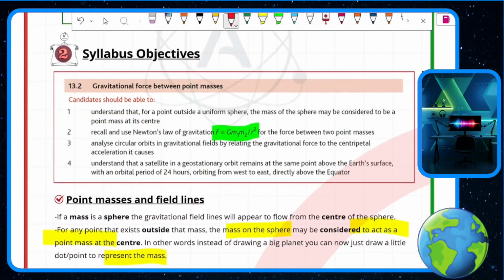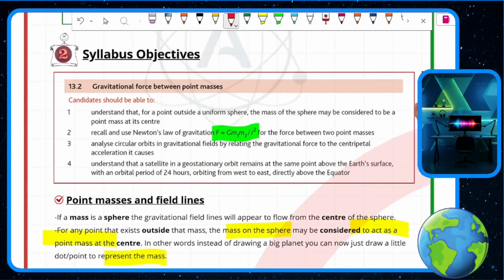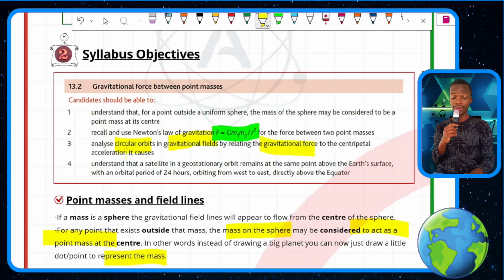Okay, in the last video, we covered and introduced Newton's law of gravitation. In this video, we're going to be continuing with the topic, but now introducing the concept of circular motion. It's very important because we are asked that we should know how to analyze circular orbits in gravitational fields and relate the gravitational force to the centripetal acceleration that it causes. So it's important for you to understand how circular motion relates to gravitational fields.